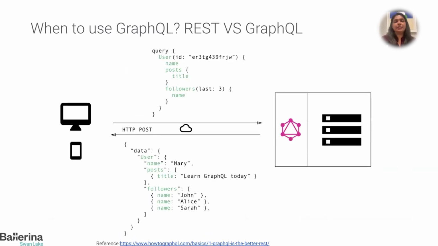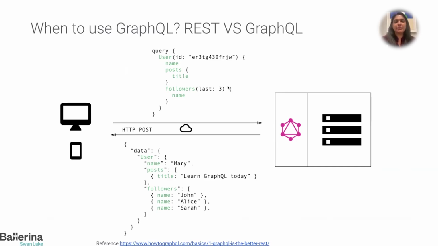And if you are using GraphQL for the same problem, same solution, we can send just one request, and the client can specify exactly what they need. They need only the name, the title of the post, and the name of the followers. And we can provide additional parameters like we need only the last 3 followers.